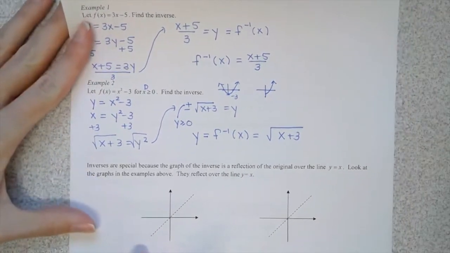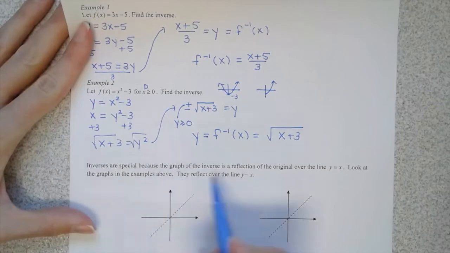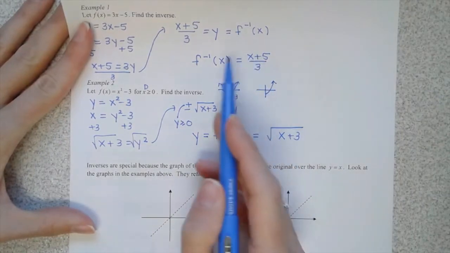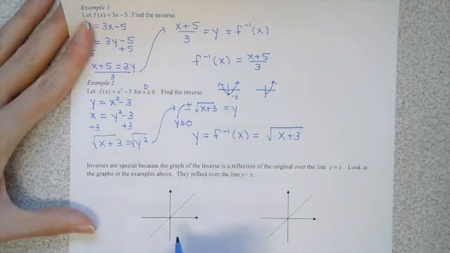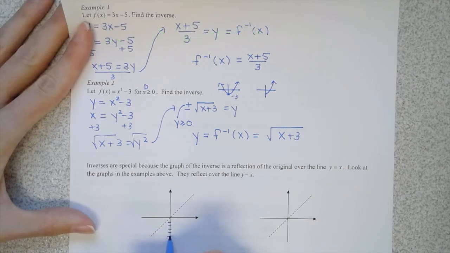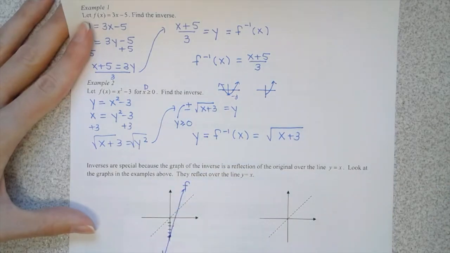Inverse functions are special because the graph of an inverse is just a reflection of the original over the line y equals x. So let's look at the graphs that we did in these examples. The first example, example 1, was 3x minus 5. So it had an intercept of negative 5 and a slope of 3. 1, 2, 3 over 1. So this is the graph of the original function for the first example.